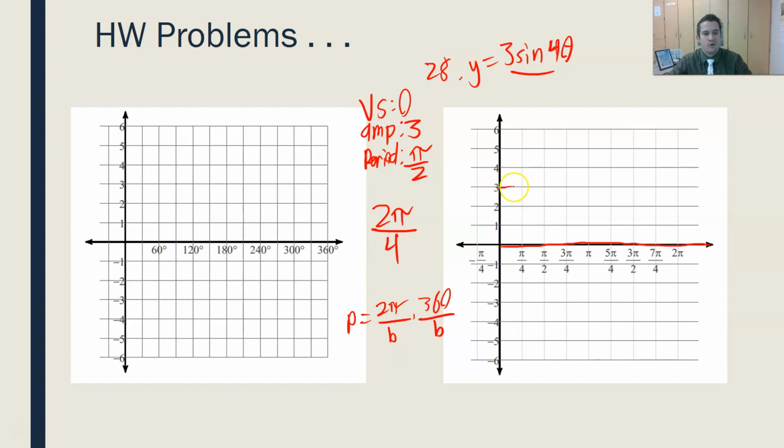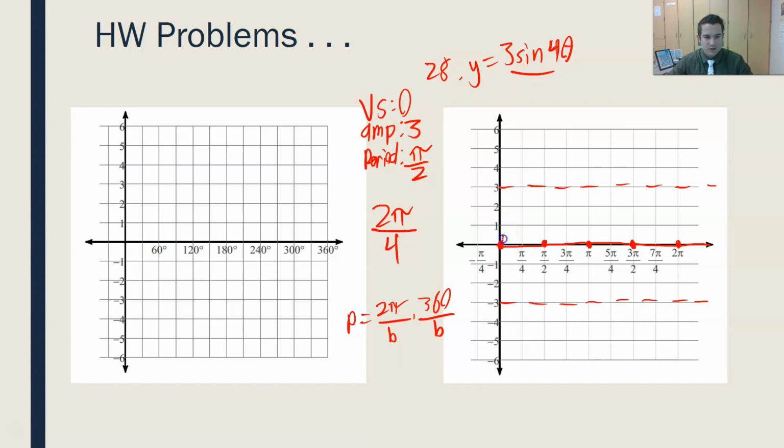So, on here, my amplitude is 3. I'm not going to get any higher than +3 or any lower than -3. 3 above or 3 below the midline. And then my period is pi halves. So I'm going to repeat my graph every pi halves radians. And this is a sine function, so I start at the midline.